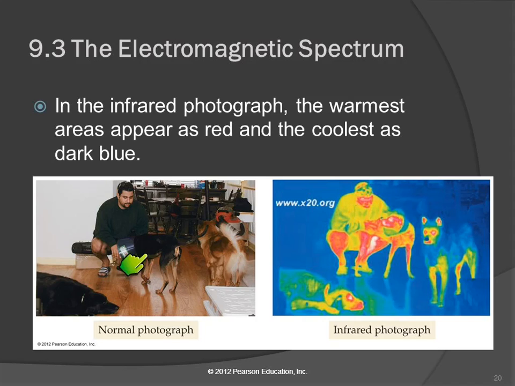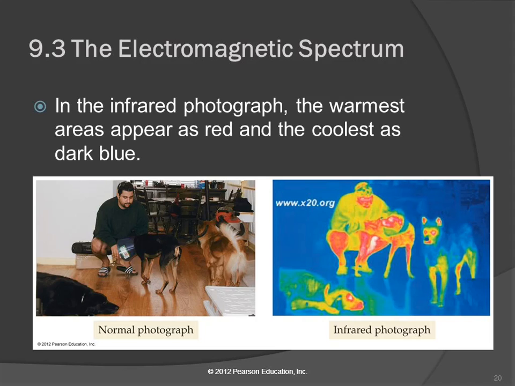So here's a picture of a guy with some of his dogs. Normal photograph. And here is a similar picture, but with an infrared camera. And we see where his skin is exposed, that we see red around the dog's eyes and ears and mouth, we see red. Notice the dog's blue nose. Dogs have cold noses, right? The dog's nose is cold.